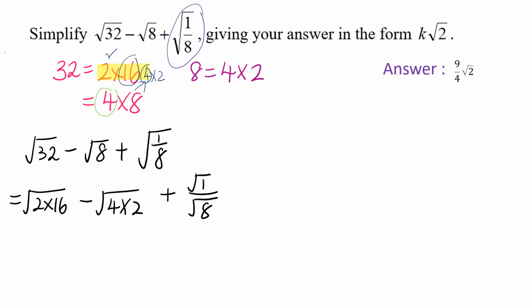Okay, so what happened now here is that there are two ways of doing this one. You can break it up. You can apply the second rule that we talked about earlier on, where square root a over b will give you square root a over square root b.